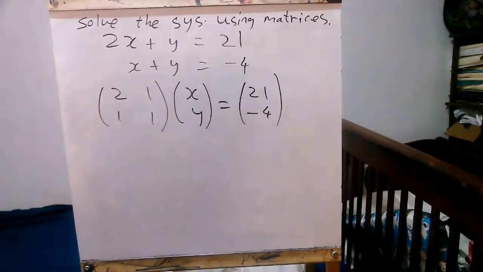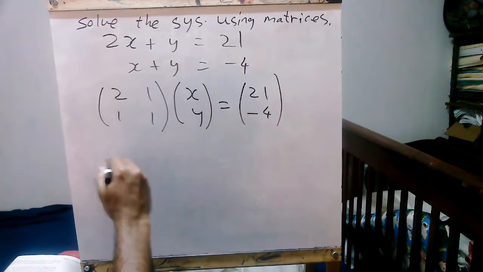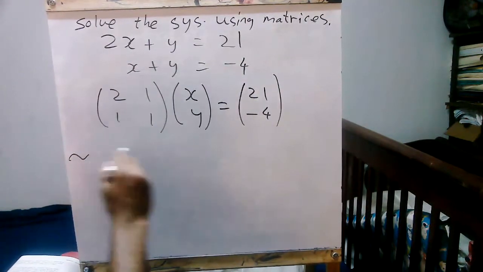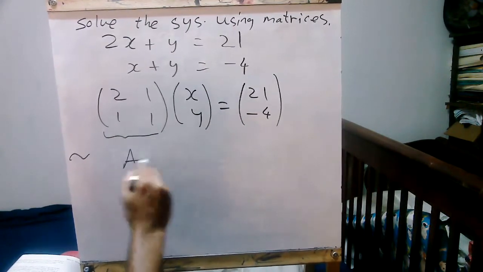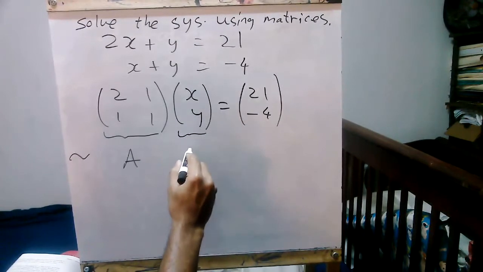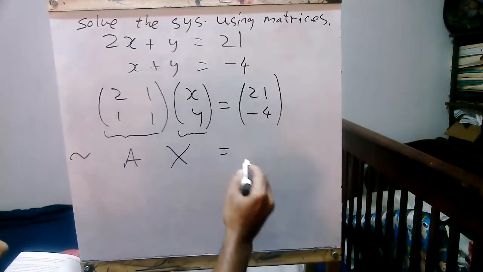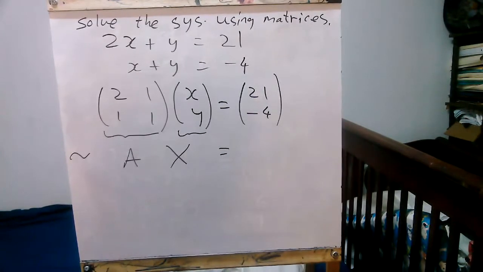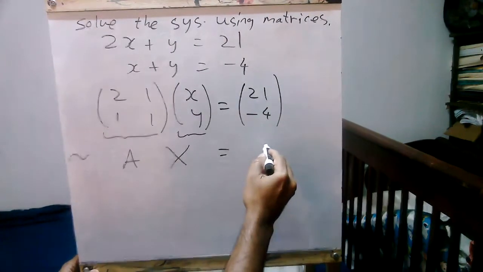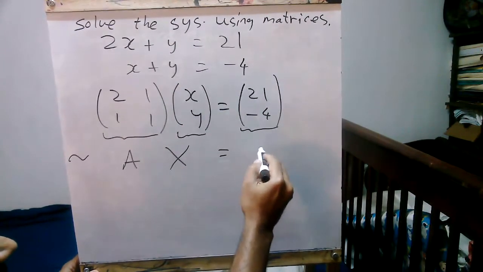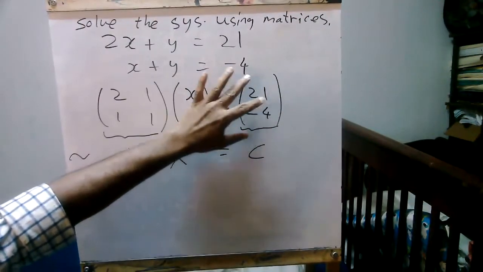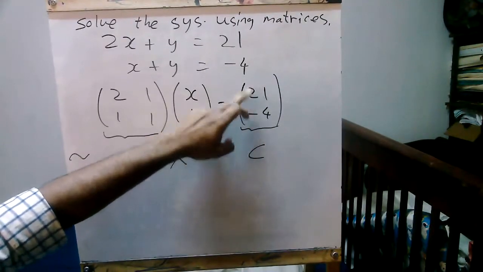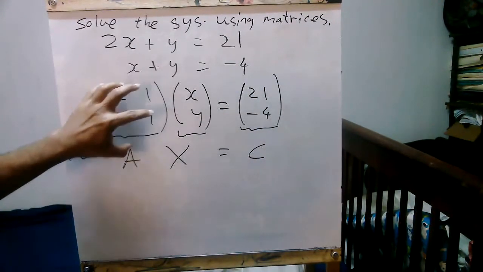Now this is in the form A, if you take this as A, and this as capital X, equal to, I'm going to use the same letter they use, C. Let's take this as C because this is a constant. This vector is constant. It has all constants in it. This is a matrix.